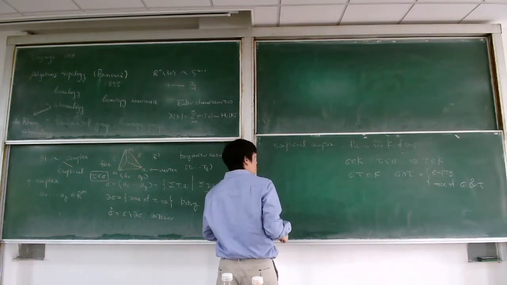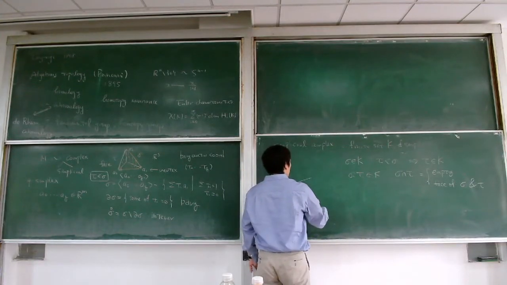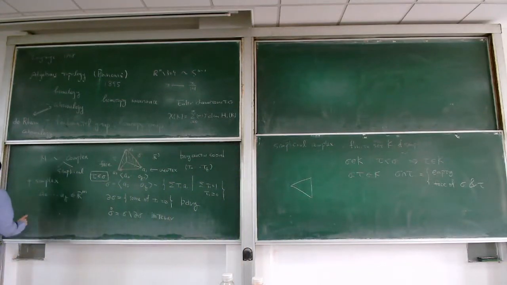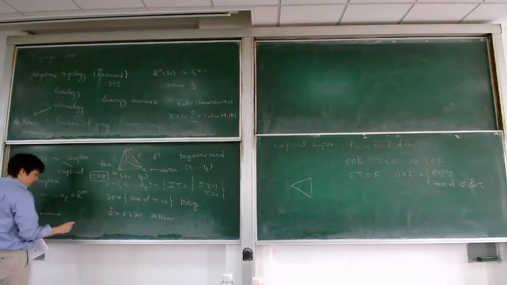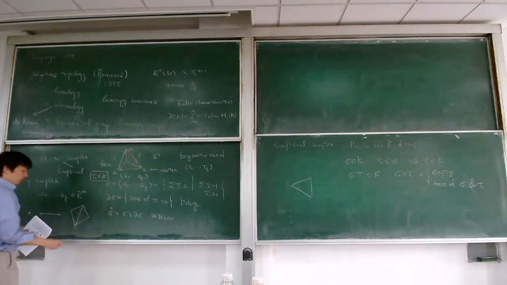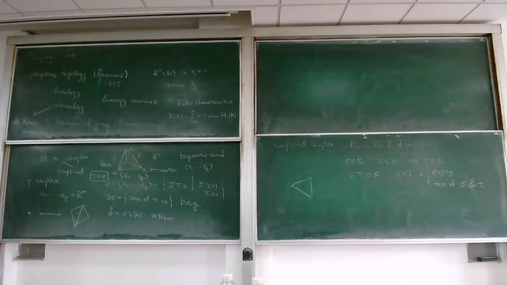For instance, I'll just draw an example. This is a 0-simplex, and a 1-simplex, and 2-simplices here, and the 3-simplex is something like a tetrahedron. Okay.